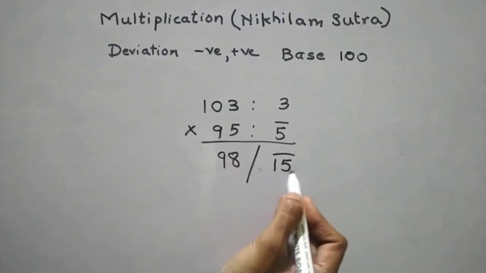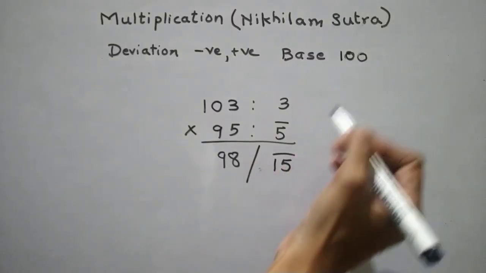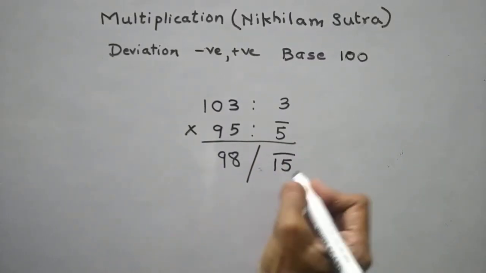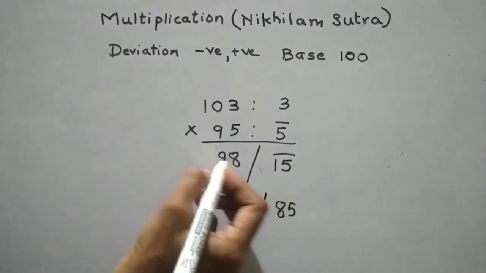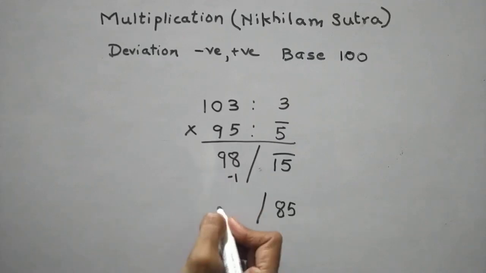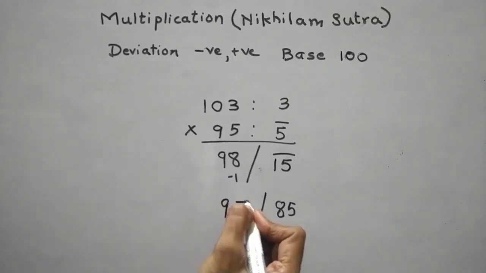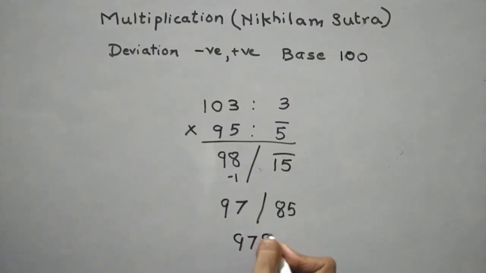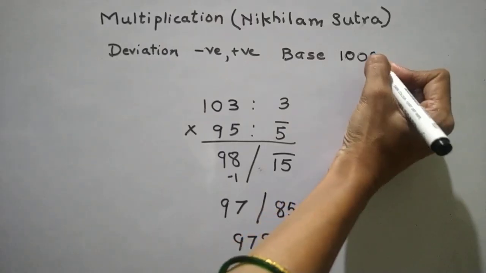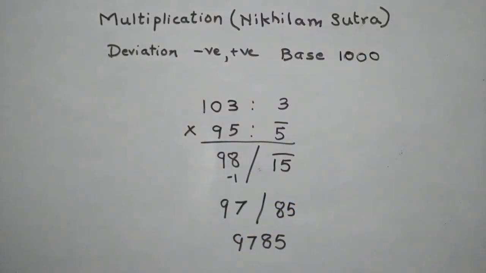Here again we are getting a negative number. So the base is 100, and we do 100 minus 15, so we get 85, and from the other part we subtract 1. So the answer for this is 9785. Now we'll see one more example for base 1000.